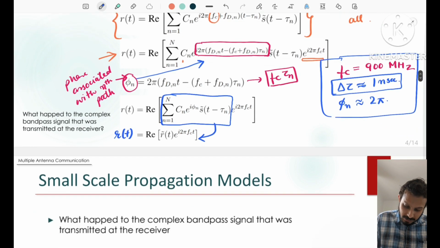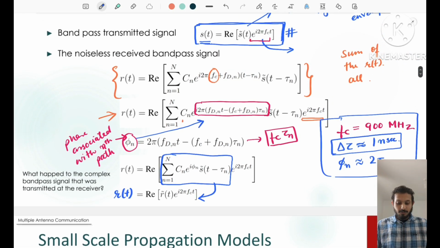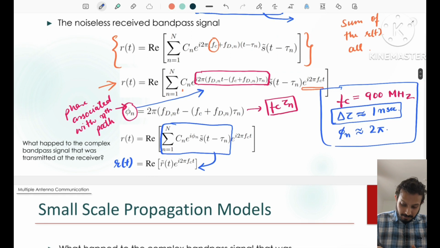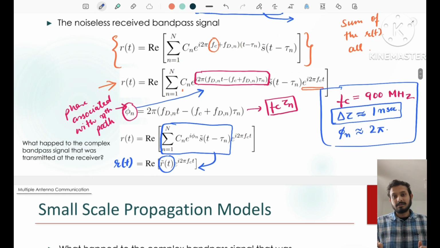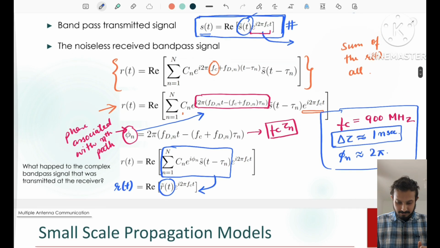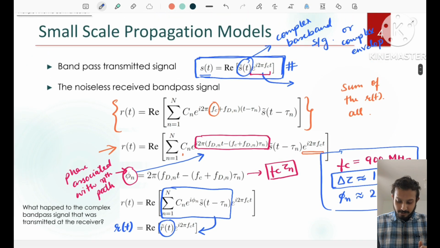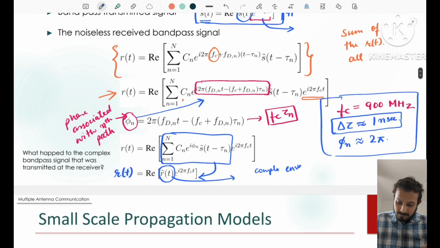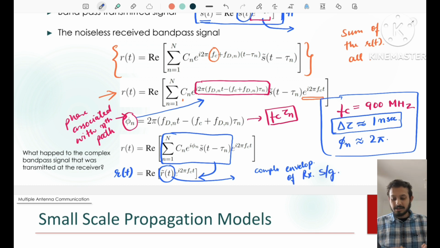So what we want to study is what has happened to the complex envelope of the signal that was transmitted, when it is received at the receiver. So in the next video, we would like to understand what happened to this received complex envelope of the received signal.